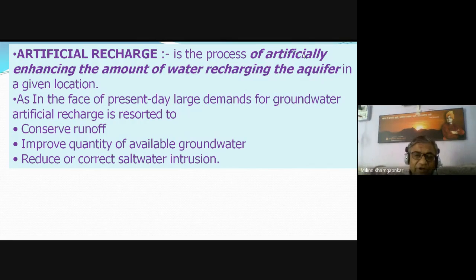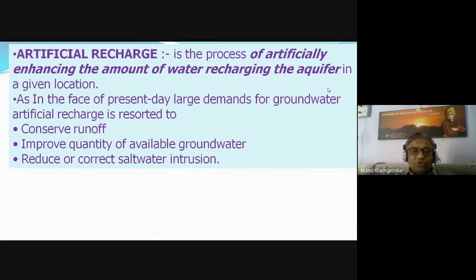With the help of certain means, with the help of the pipes, pumps, etc., to the aquifer, to enhance or to increase the aquifer water is called the artificial recharge.